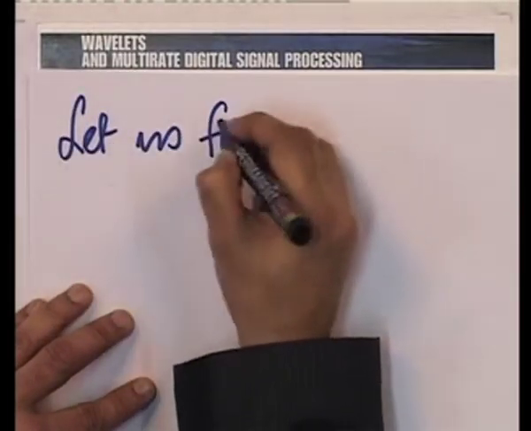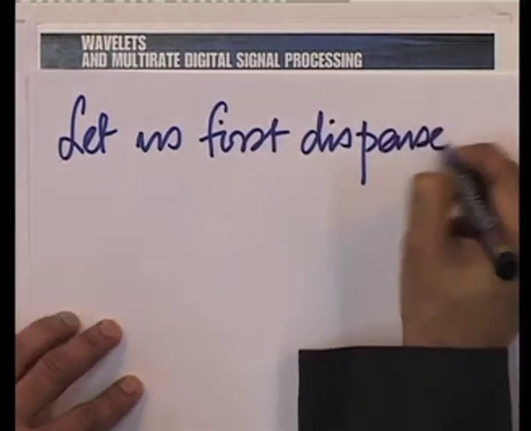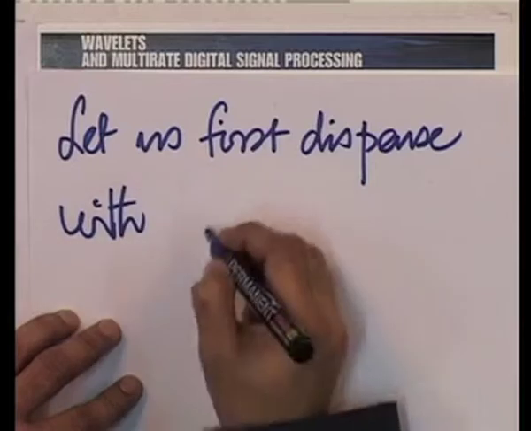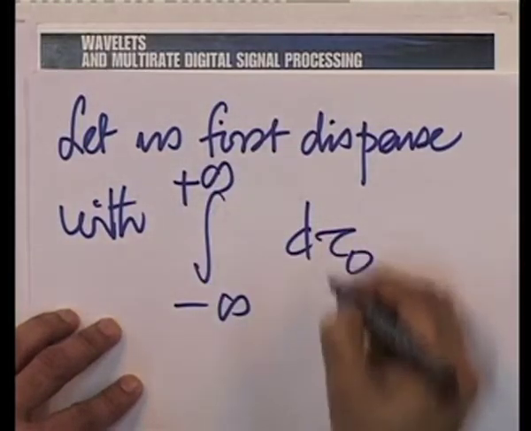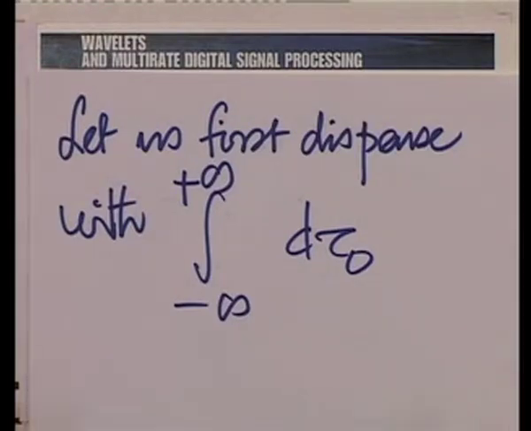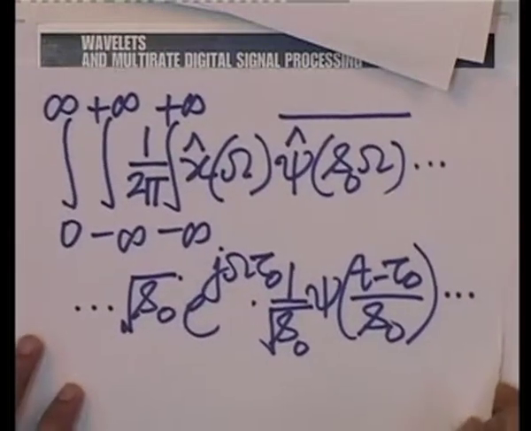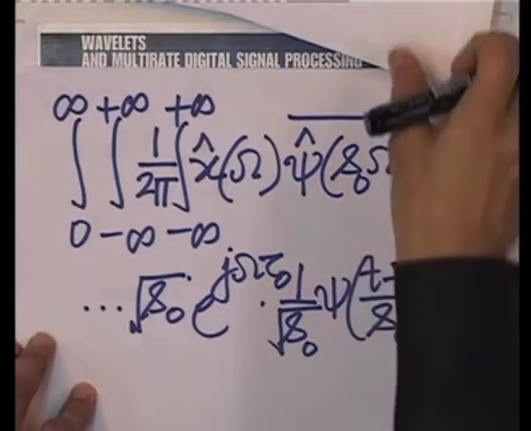Let us first dispense with the integral on tau naught, and therefore, let us identify the parameters or the functions that depend on tau naught, and those are essentially the following. So, let me identify them. They are essentially this and this, that is all.